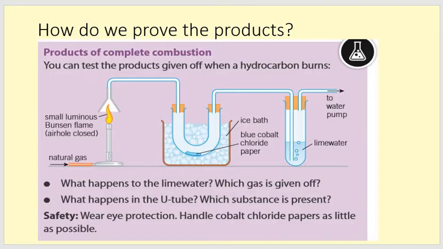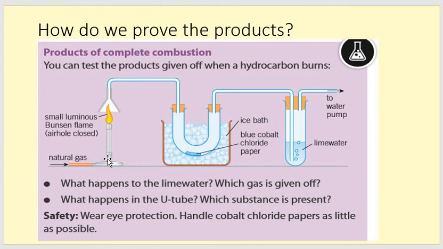Now, you're wondering how I prove this to you. Obviously, we can't do a practical at the moment, and I do not have a Bunsen burner at home, not least because I do not have a gas cooker. So what we would normally do is you'd have natural gas that comes into your Bunsen burner. It's a hydrocarbon, we can use that.